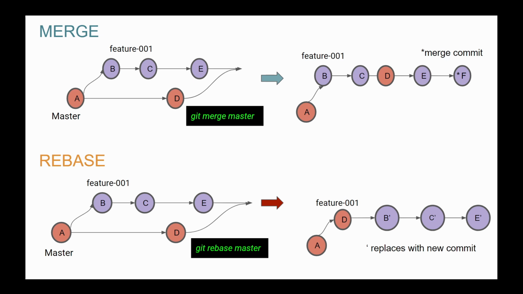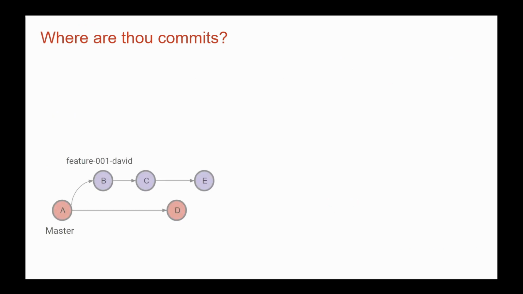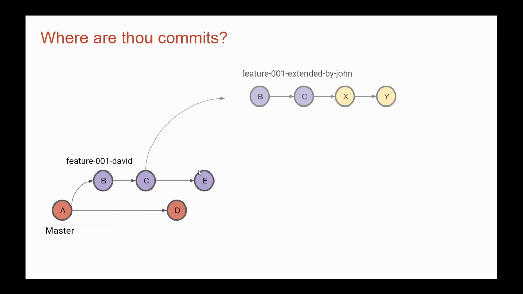So let's take a scenario here. Let's say feature 1 has branched off of master. Similar situation. So David created this branch and then he made some commits. Now let's say John comes along and then he extends our feature. He branches off of David's branch. And then as you can see here, B and C are the original commits. And then he makes his own commits, X and Y.